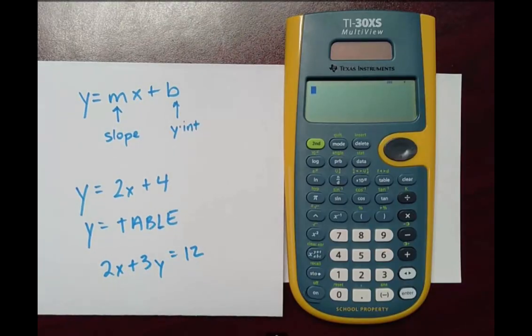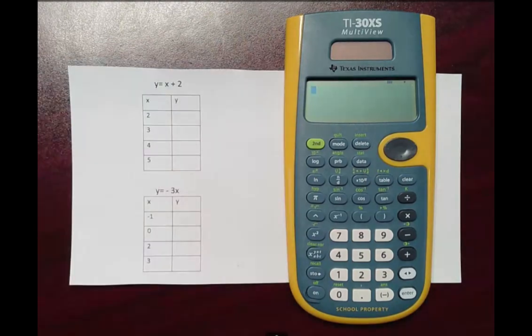So here's what your table button will do. Your table button is going to take an equation. You can enter an equation as long as it's in that y equals mx plus b form. You can enter it in the calculator and it will give you a table of values that make that equation true. So here's how it works.